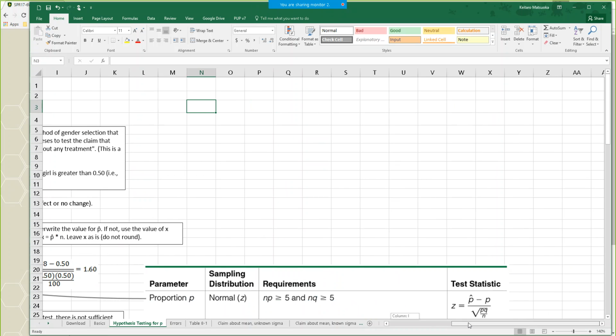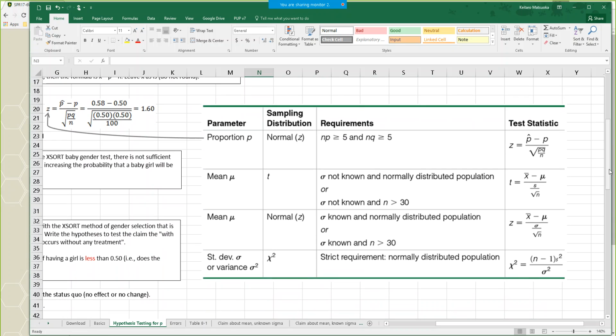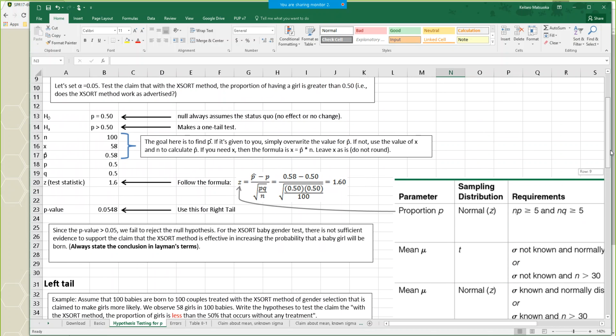For the proportion, here's a table that you saw earlier. For the proportion, I'm going to calculate the z-value because that's the test statistic I'm going to be using for proportion. And to calculate the test statistic, this is the formula here: p hat minus p divided by the square root of pq over n. Again, we don't do this by hand. We'll use this spreadsheet to do so. I have done the spreadsheet calculator for you right here.